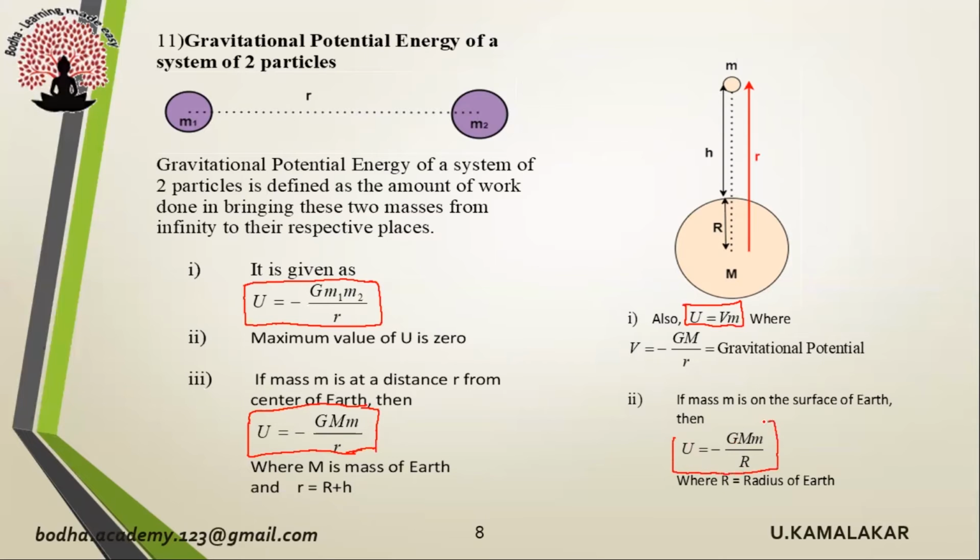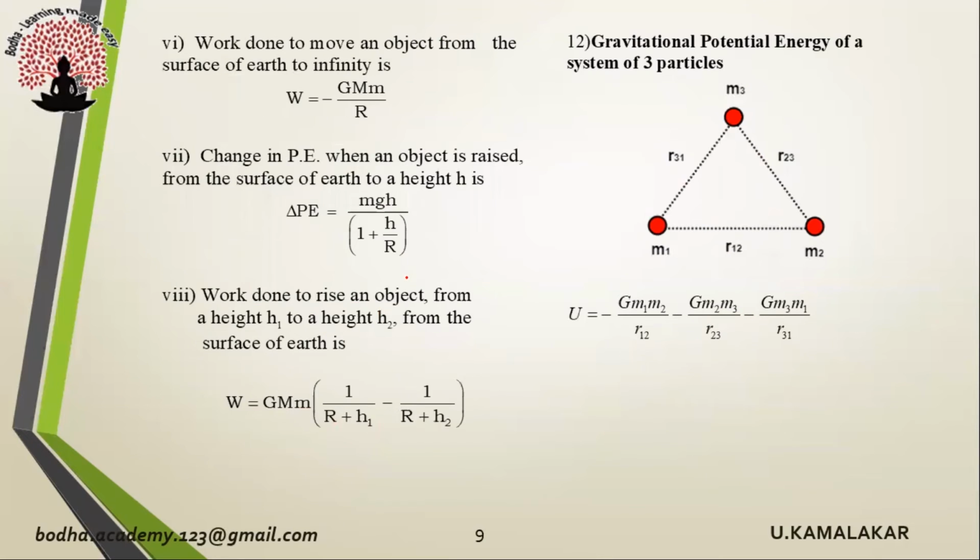capital M small m by r, where r is radius of Earth, capital M is mass of Earth, small m is mass of body. Work done to move an object from the surface of Earth to infinity is given as W is equal to minus G capital M small m by r.